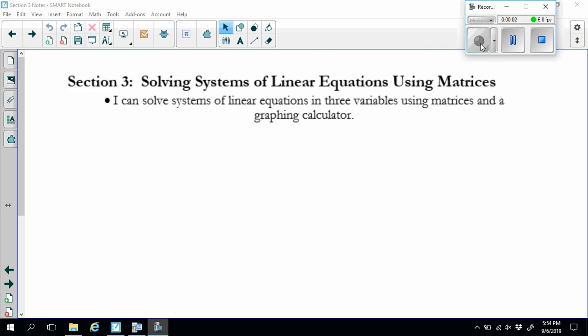So here are the notes for Chapter 0.5, Section 3. What we're going to do is solve systems of linear equations using matrices. In this case, we're going to be using our graphing calculator and using matrices to solve linear equations.